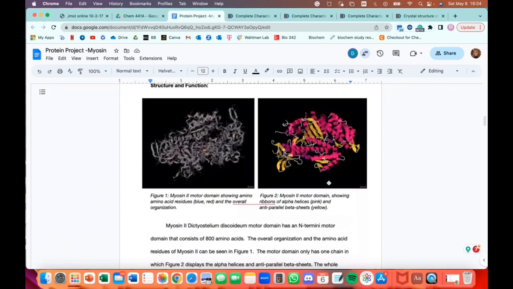Figure 2 here is showing myosin 2 motor domain, and the ribbons that are pink are the alpha helices and the yellow ribbons are the anti-parallel beta sheets.